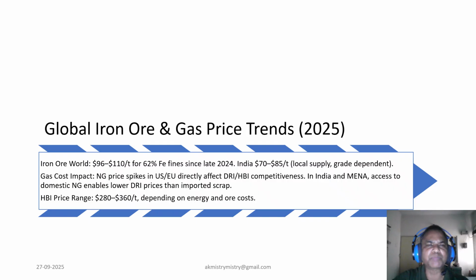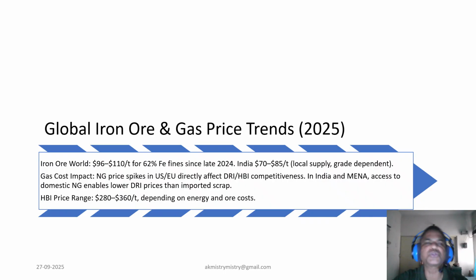However, natural gas price spikes, particularly in the US and EU, strongly affect DRI and HBI competitiveness. So that's why MENA and India, with access to relatively cheaper gas, maintain a cost advantage. Otherwise, at this fluctuating price, or a price at par, it is not that viable.